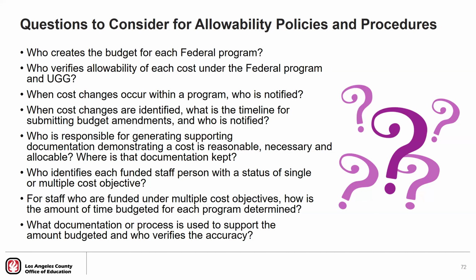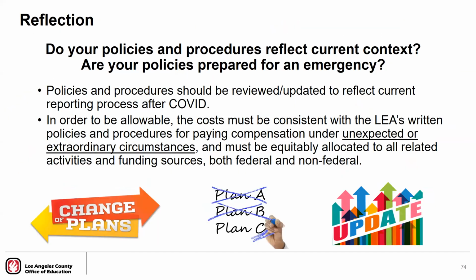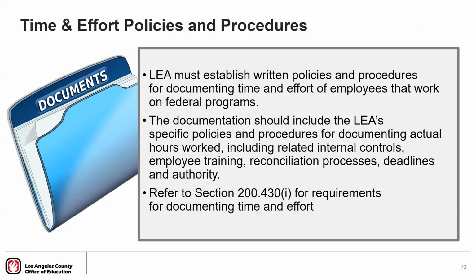And here we go. Next slide. For time and effort, no, we were back at time and effort. There we go. The Code of Federal Regulations 200.430(i), as we shared earlier in our presentation: LEAs must establish written policies and procedures for documenting time and effort of employees that work on federal programs. The document should include the LEA specific policies and procedures for documenting the actual hours worked, including related internal controls, employee training, reconciliation processes, and deadlines. So refer to that section 200.430(i) for requirements on documenting time and effort. Next slide, please.